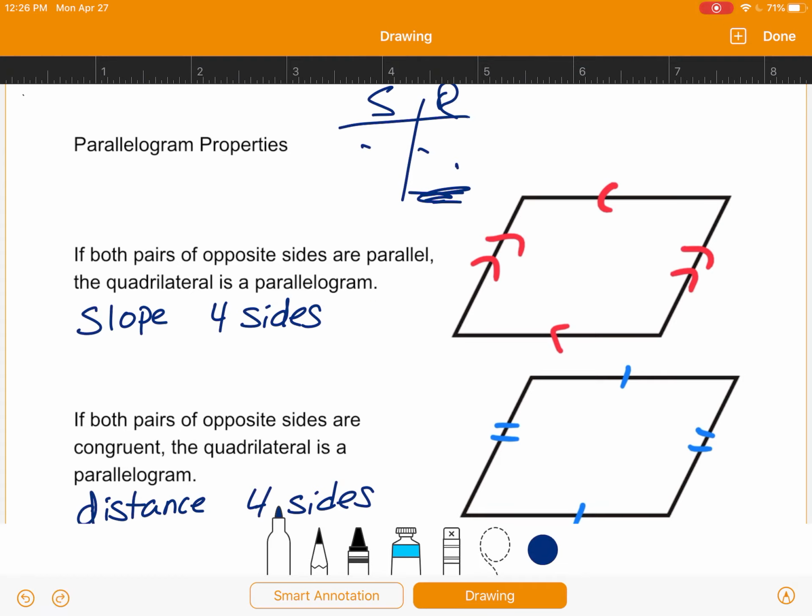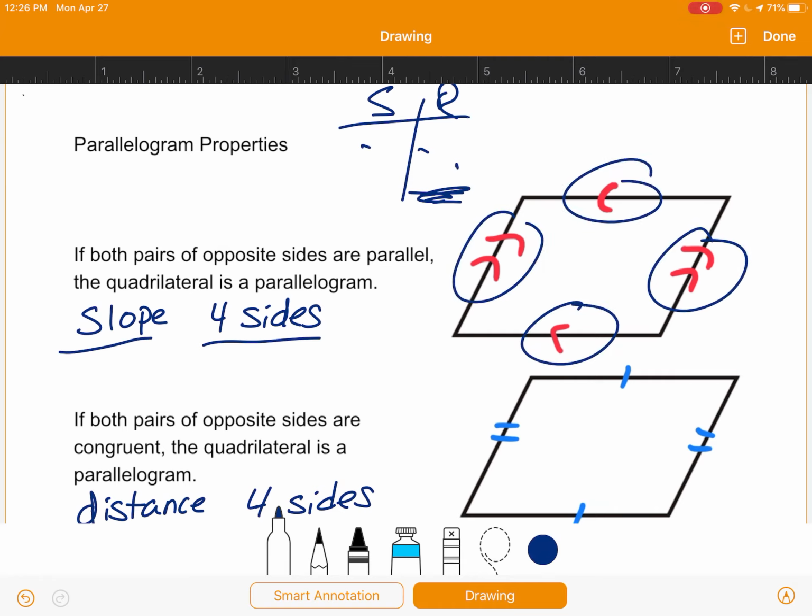So the math that we would do if we were going to write this sentence is we would do slope, and we would do the slope for all 4 sides. And these 2 would be the same, and these 2 would be the same, meaning that those ones were parallel.